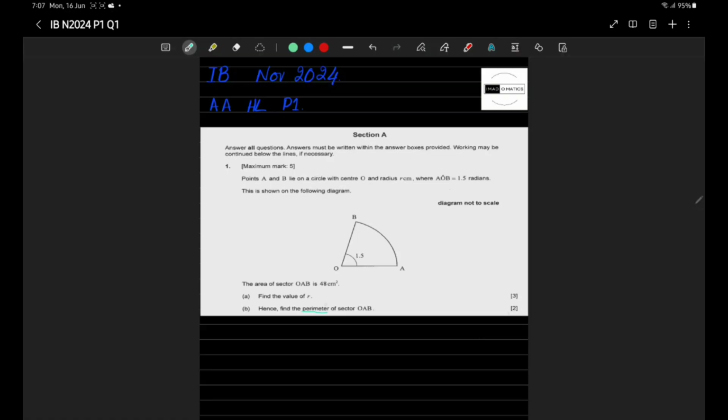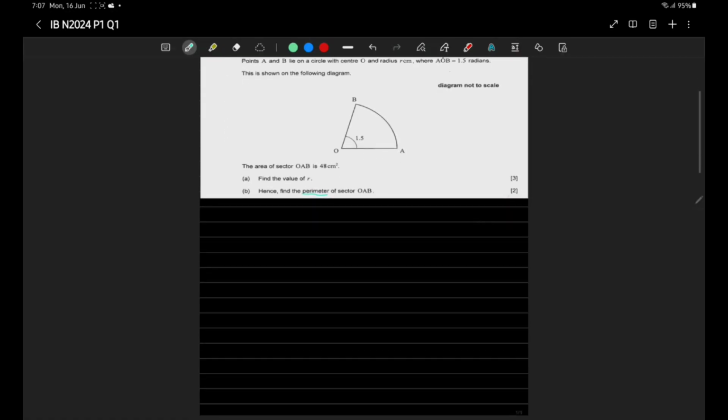Hence, find the perimeter. Now, what have we been given? We have been given the area, which is equal to 48 centimeters square, and angle theta, which is 1.5 radians. Question number 1, part A, we have to find the radius.